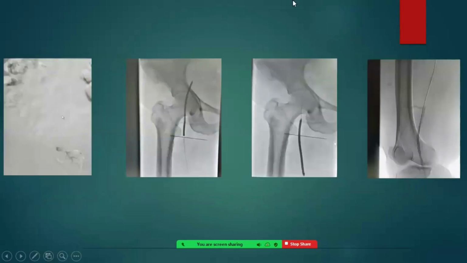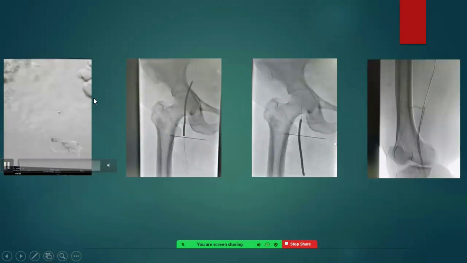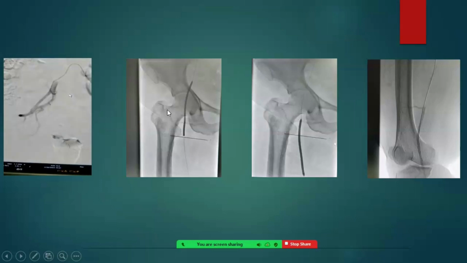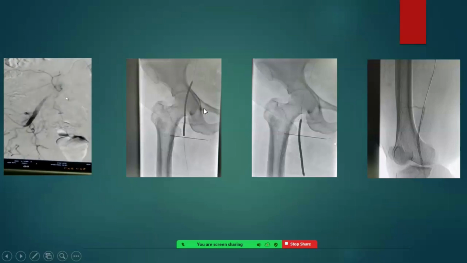Then we took the patient again after 5 days, to see what was happening. So the external artery is patent. It is up to where we left it. Then we went by the anterior approach only. This time we used ultrasound guidance also.